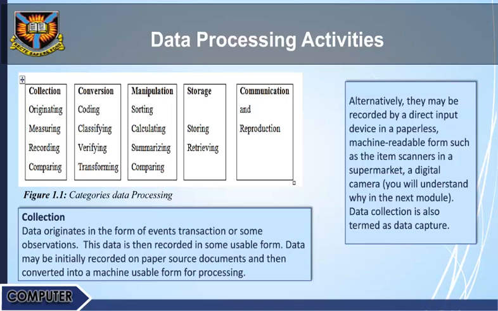Collection. Data originates in the form of events, transactions, or some observations. This data is then recorded in some usable form. Data may be initially recorded on paper source documents and then converted into a machine-usable form for processing. Alternatively, it may be recorded by a direct input device in a paperless, machine-readable form, such as the item scanners in a supermarket or a digital camera. You will understand why in the next module; data collection is also termed data capture.